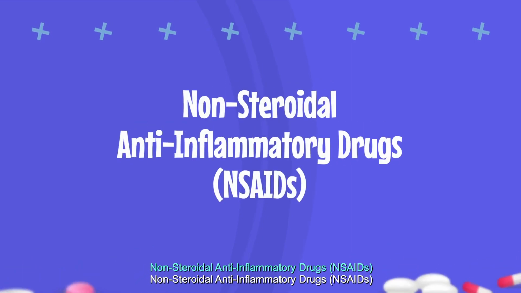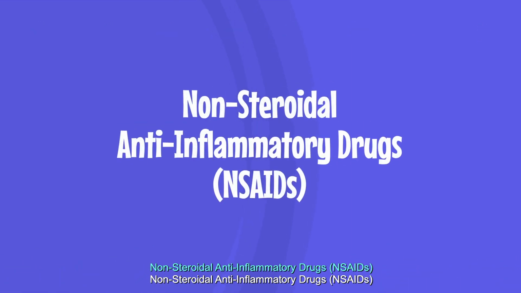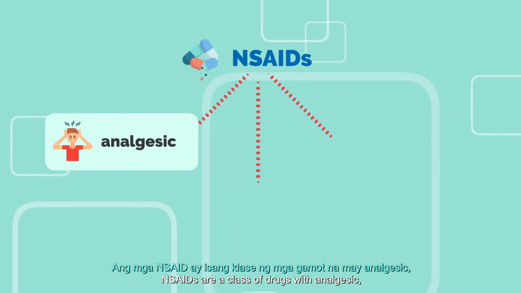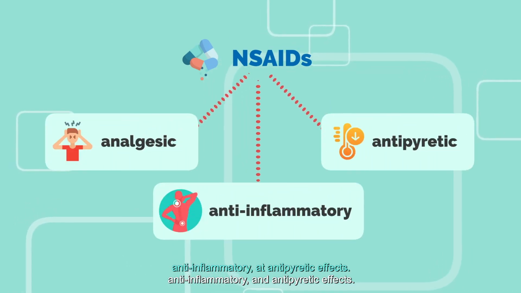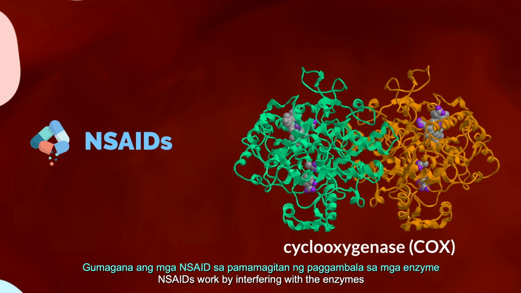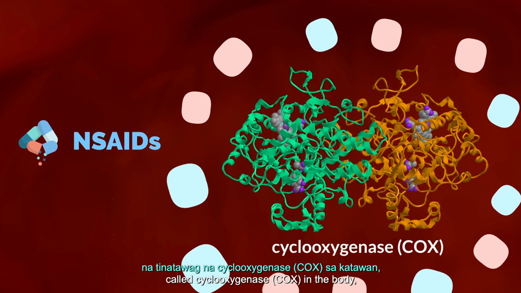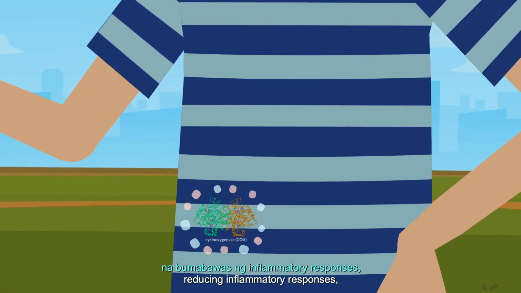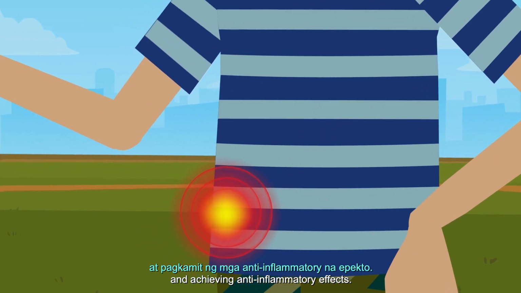Non-steroidal anti-inflammatory drugs, NSAIDs. NSAIDs are a class of drugs with analgesic, anti-inflammatory, and antipyretic effects. NSAIDs work by interfering with the enzymes called cyclooxygenase, COX, in the body, reducing inflammatory responses, and achieving anti-inflammatory effects.